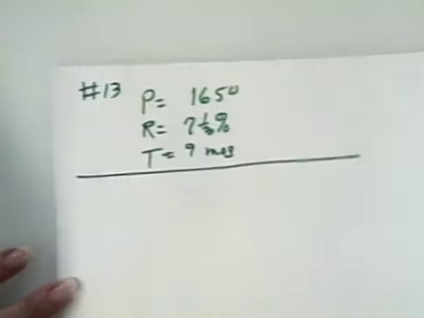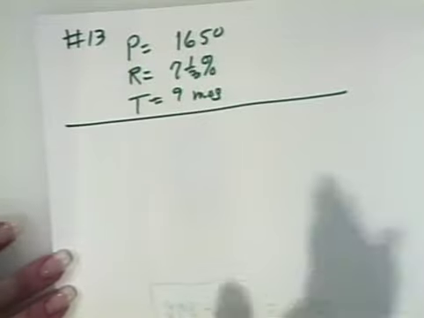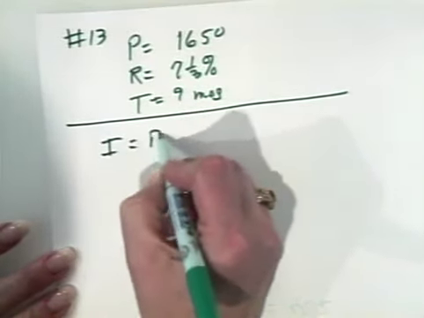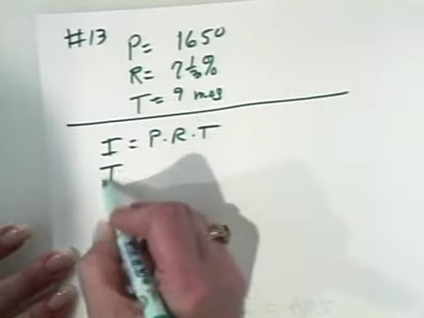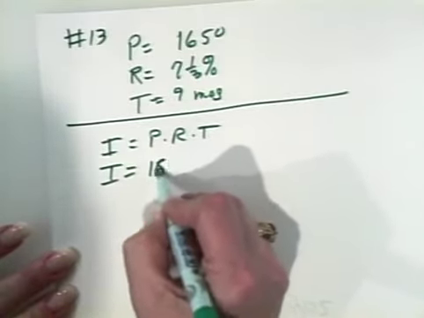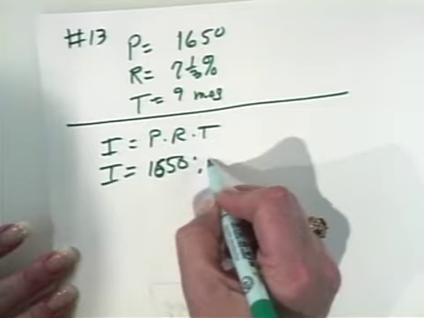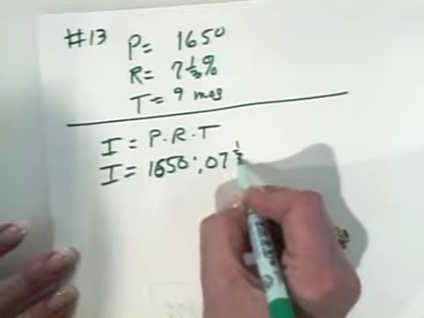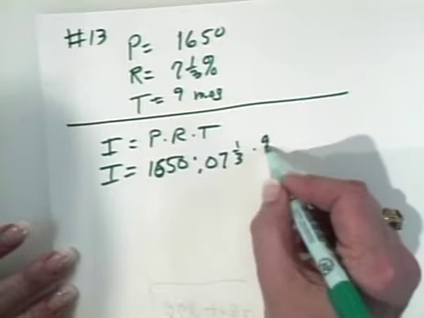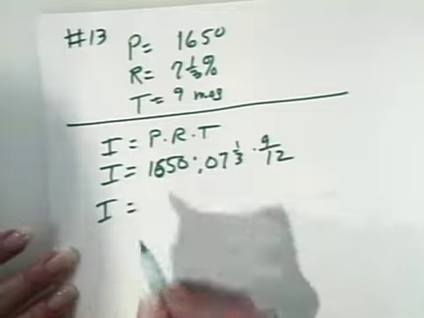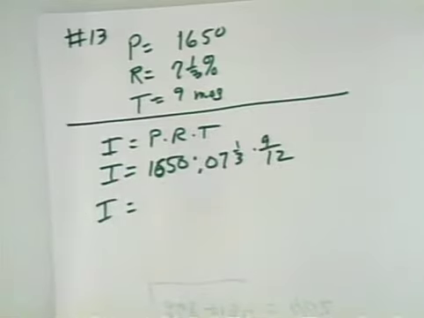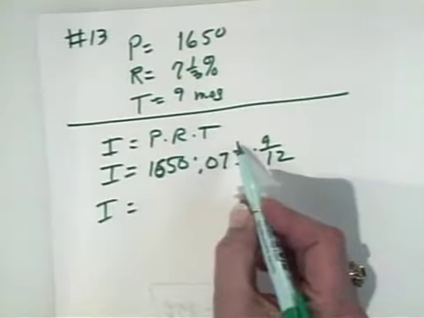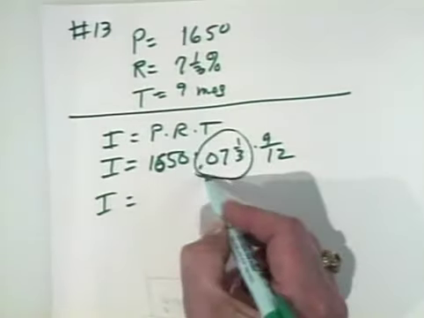Those of you that have your business calculator, first we're going to do I equal P times R times T. I equal, and we know this is 1650 times 0.07 and a third, right? And this is times 9 over 12. Oh, this one is kind of complicated to do, all right? Okay, here we go. We're going to handle this first.